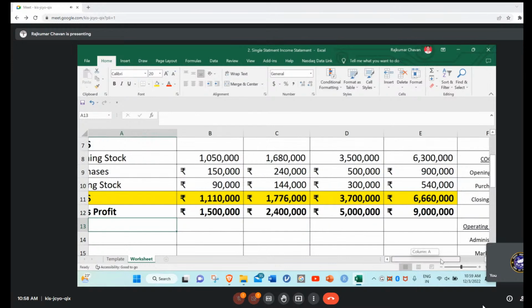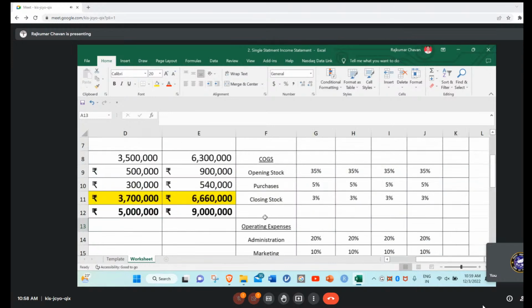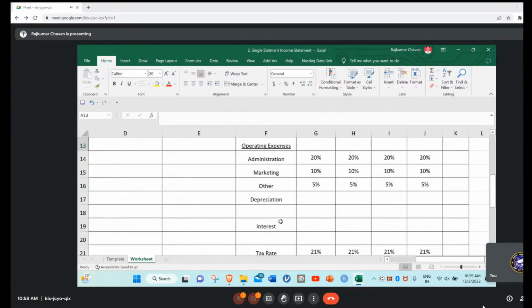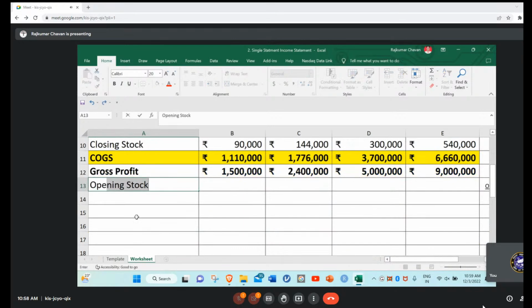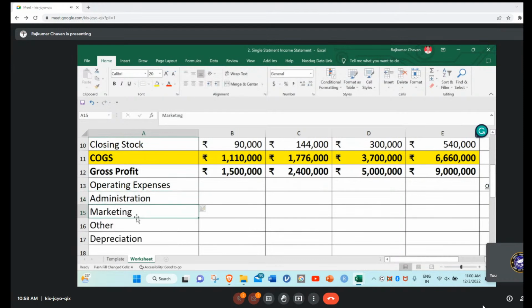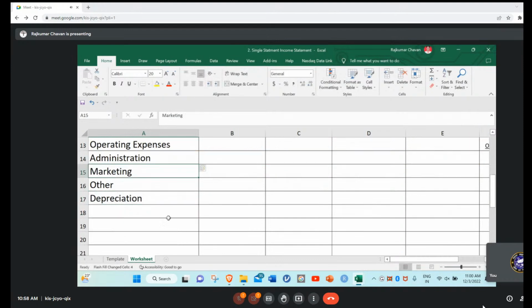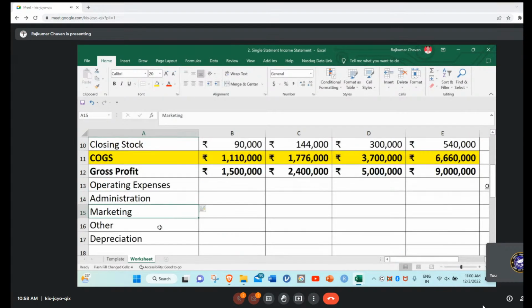Next, afterwards, come to this one. After gross profit, we need to deduct which one? Cash operating expenses. So can you see information is given on operating expenses? Let us see. Now, first give heading below this one. Just write out here operating expenses. Under that, what is the first expenses? Administration expenses. Next one is what? Marketing expenses. Next one is what?